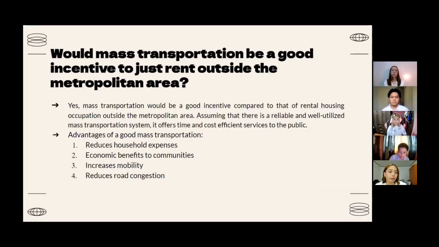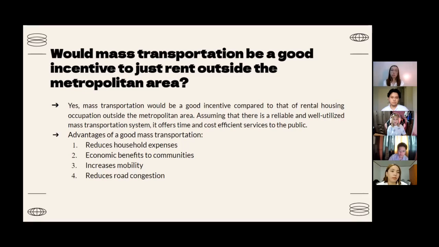So in conclusion, mass transportation would be a good incentive compared to that of rental housing occupation outside the metropolitan area. Assuming that there is a reliable and well-utilized mass transportation system, it offers time and cost-efficient services to the public. Mass transit can efficiently run through dense areas to deliver passengers to their destinations. People would also divert their consumer spending to transportation, unlike renting, wherein they would divide their budget allocation to both rent and transportation expenses, since there is no guarantee that renting in nearby areas would spare them from commuting.